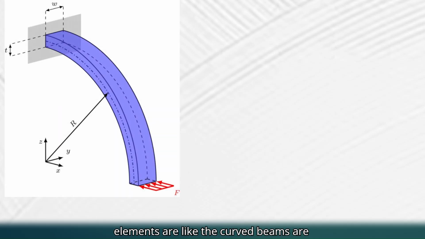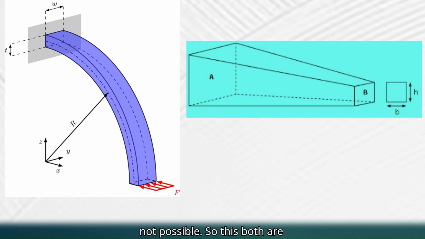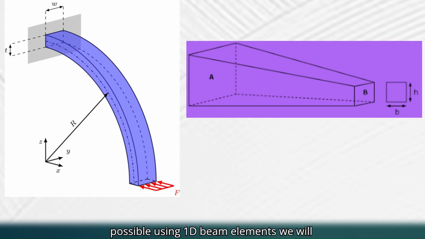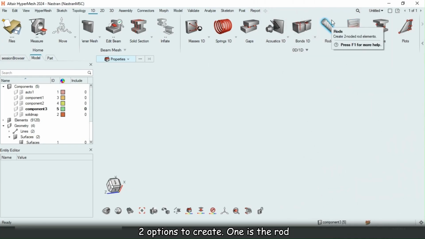Some of the common misconceptions about beam elements are that curved beams are not possible using 1D beam elements, that it is not possible to represent curved beams using 1D beam elements. The second, most common misconception is that varying cross-section beam elements are not possible. Both are possible using 1D beam elements. We will see this in a later section of the video.